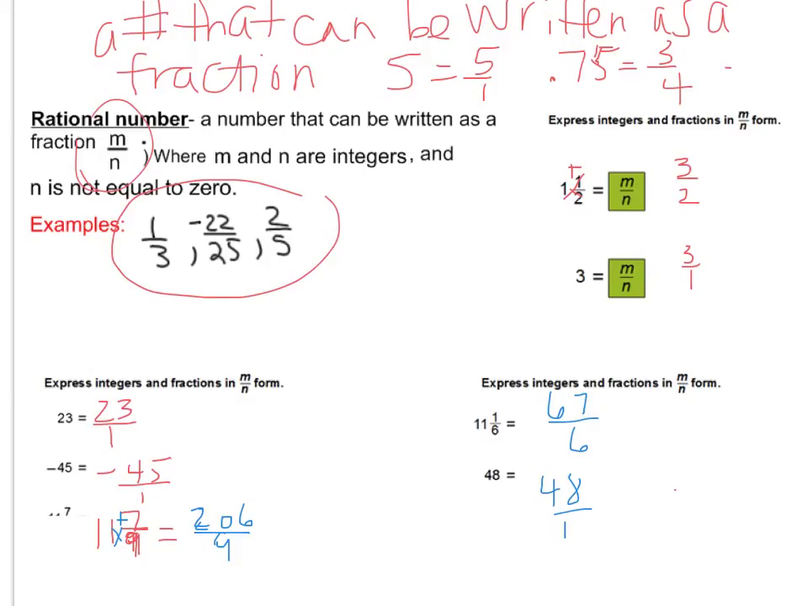Okay, so for the first one, 9 times 11 is 99, plus 7 is 106, and you keep your denominator, so it's 106 over 9. Then over here, same directions. 6 times 11 is 66, plus 1 is 67/6. And then to turn a whole number into a fraction, you just put it over 1.